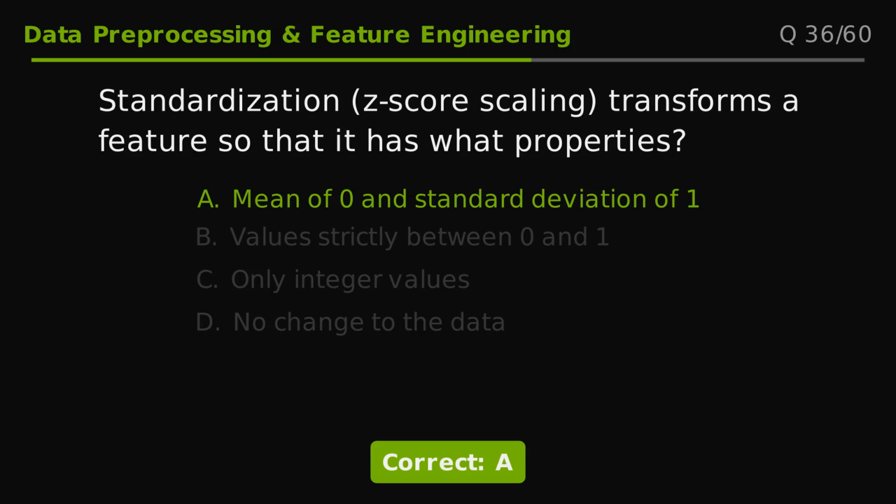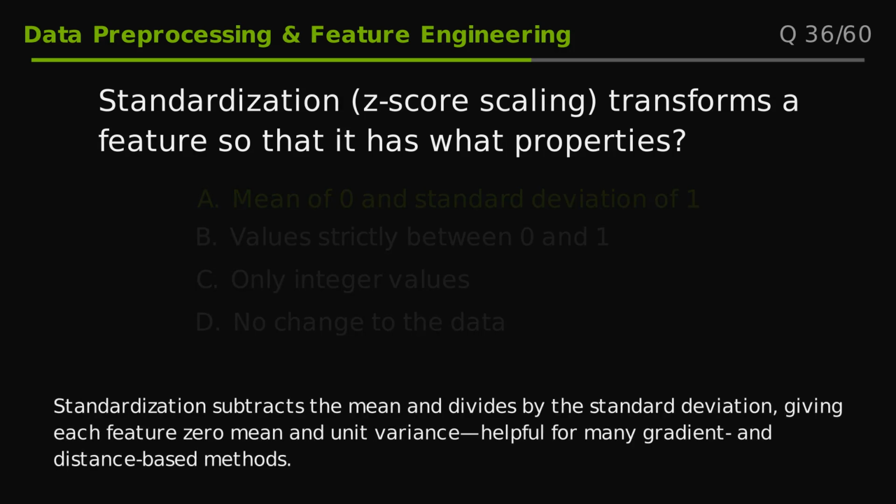The correct answer is A. Standardization subtracts the mean and divides by the standard deviation, giving each feature zero mean and unit variance, helpful for many gradient and distance-based methods.